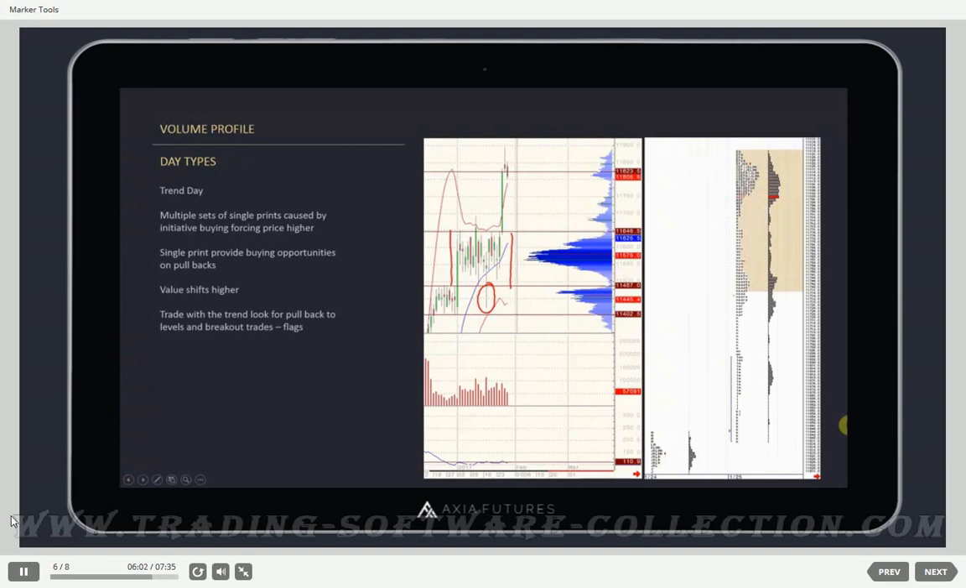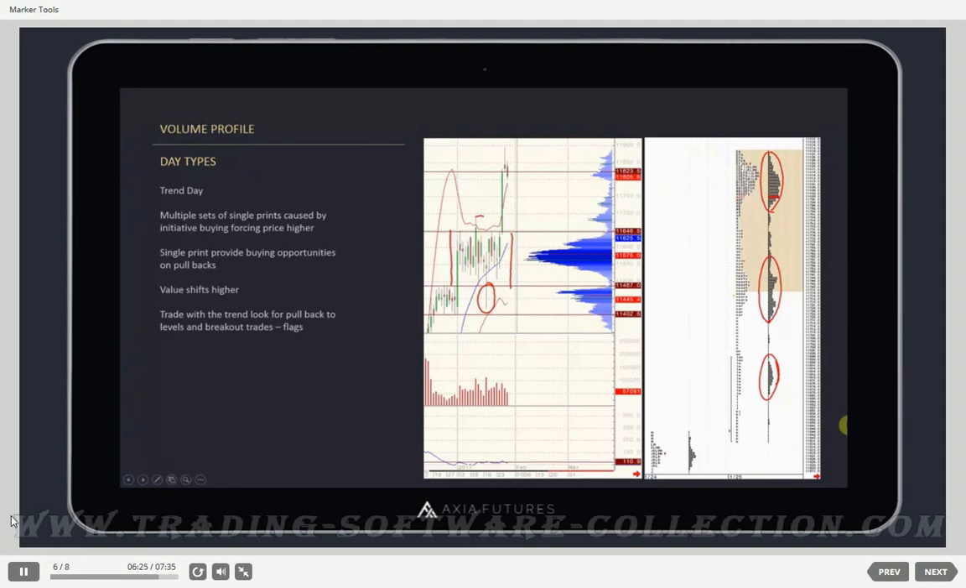We got the breakout, and you see value shifts higher. So that's on the first initial break up towards this high at 93. You then get the break of 93s and value shifts higher once more. And then later on in the day, we get value shifting higher again. So there you have it. That's what you get on a trend day.